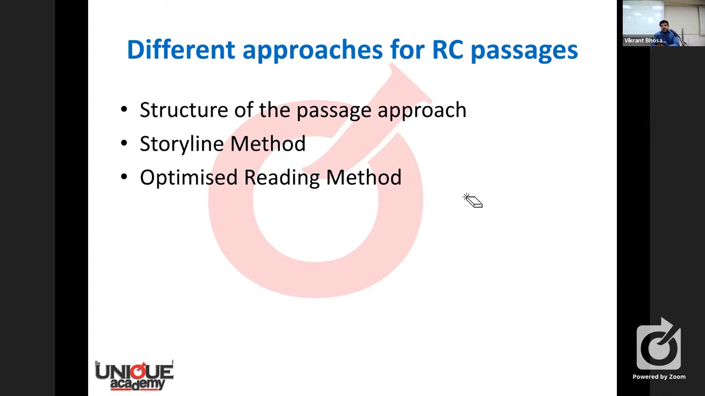But where there is no structure or it is not easily visible, then you use the storyline method. So storyline method is samne dekho. It is used where structure is not available or not easily visible.